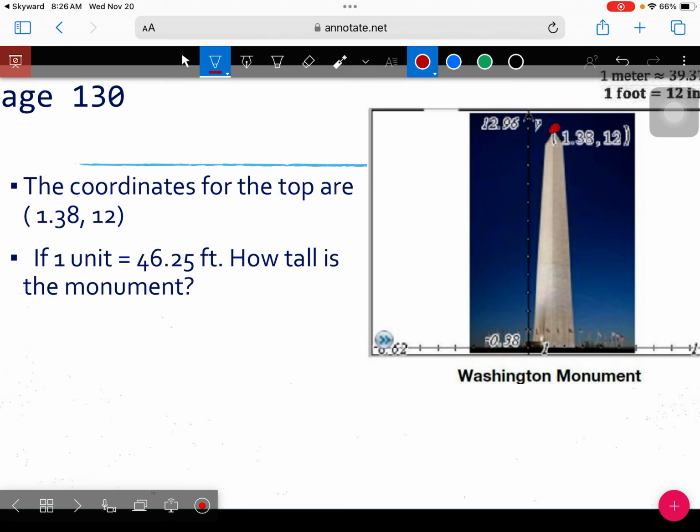12. If 1 unit is equal to 46.25 feet, how tall is the monument? This part right here, which I believe is also in your books, is the scale. It is an equivalent ratio type. That is the scale. It is telling you 1 unit is 46.25 feet. So, if the coordinates for the top of this Washington Monument are 1.38, comma 12, how would we find the height of this monument?